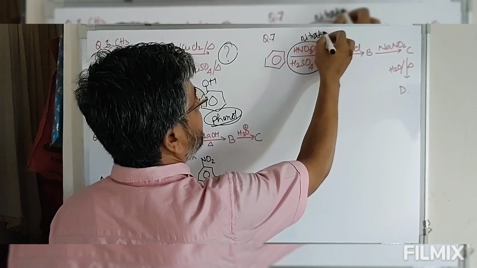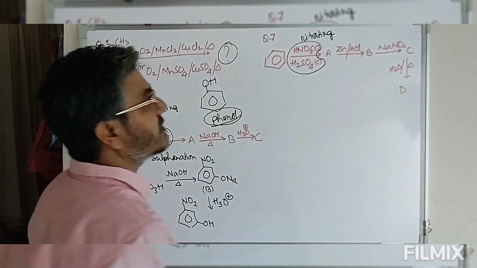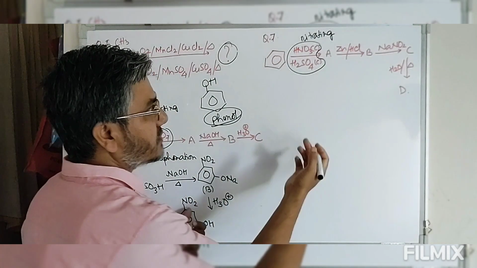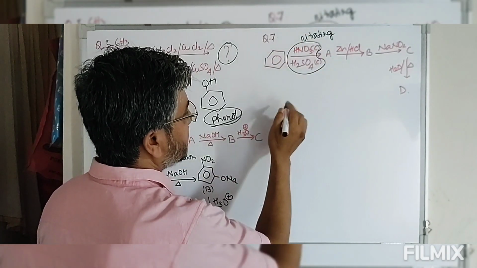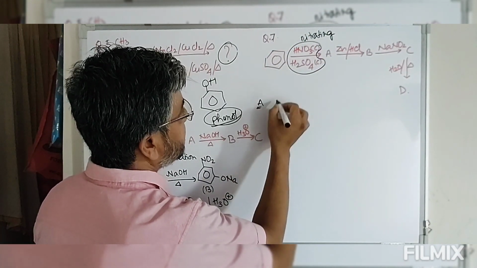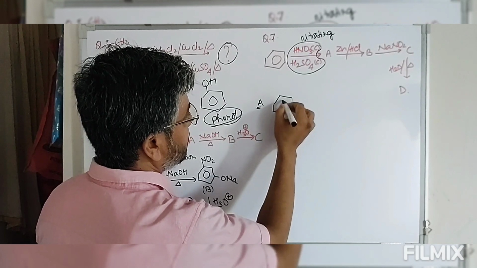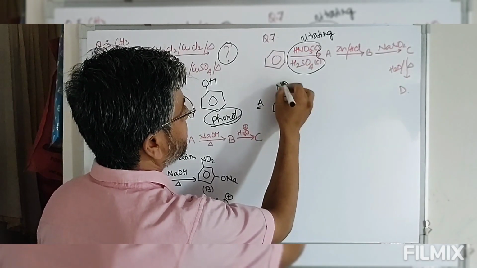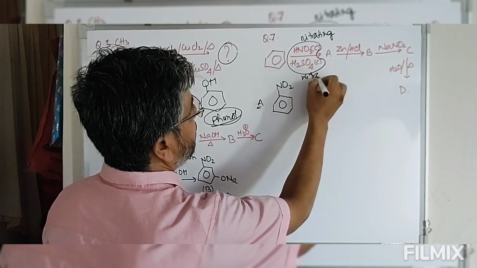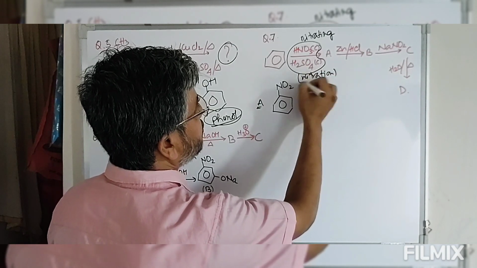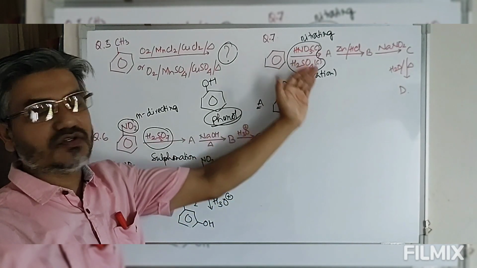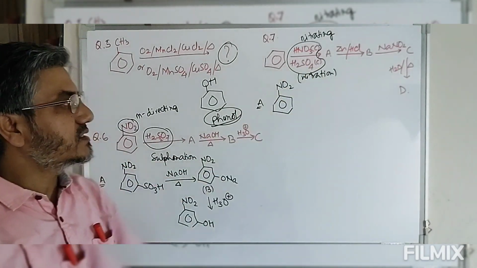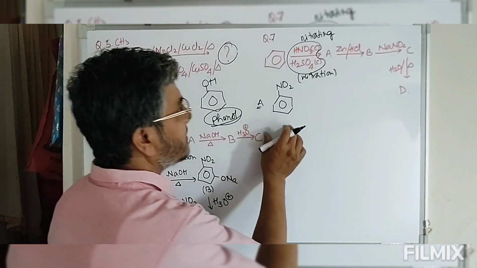So starting with benzene. Benzene reacts with nitrating mixture. So the first reaction is nitration. So benzene reacts with nitrating mixture and this gives you nitrobenzene. So the first reaction is nitration. So nitration of benzene by use of this nitrating mixture, which is nothing but concentrated sulfuric acid and concentrated nitric acid. So we have nitrobenzene.